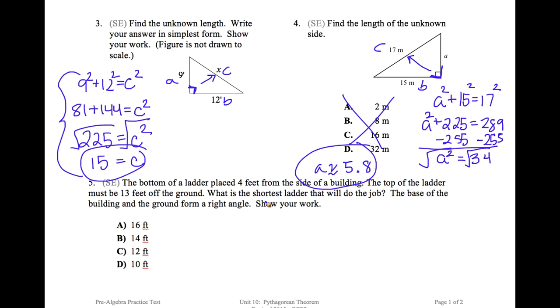Bottom of a ladder placed 4 feet from the side of a building. Top of the ladder must be 13 feet off the ground. So here's my building. Pretend that that's straight. And here's my ground. So this is 4 feet because here's the bottom of my ladder. Here's the top of my ladder.